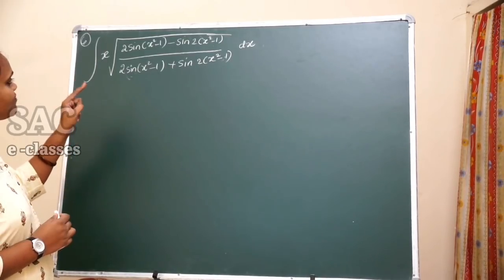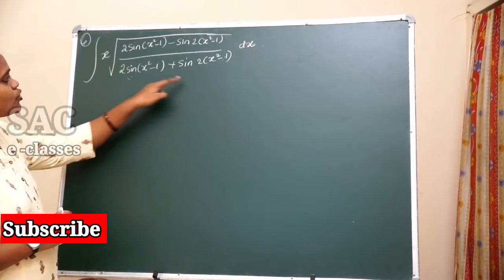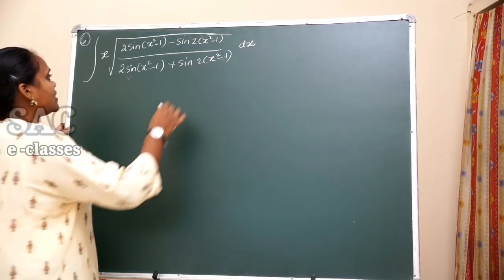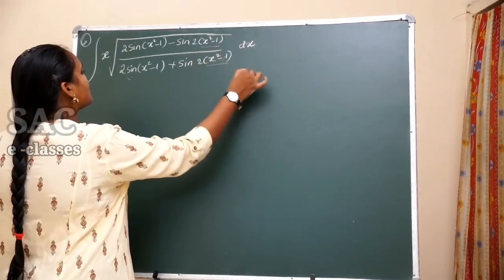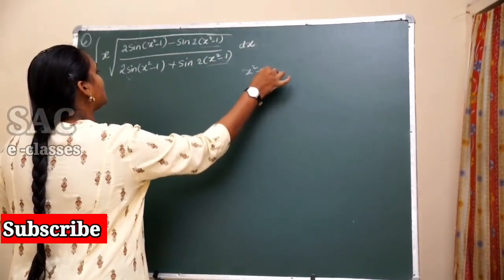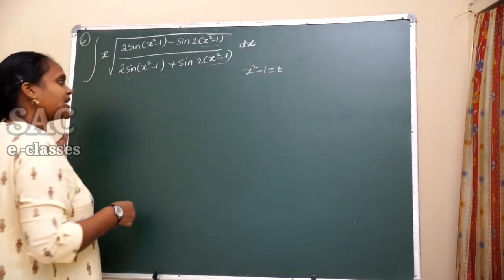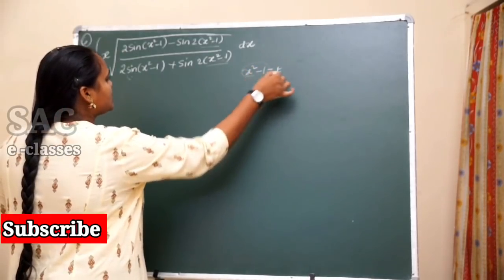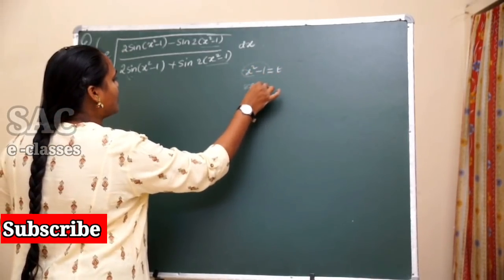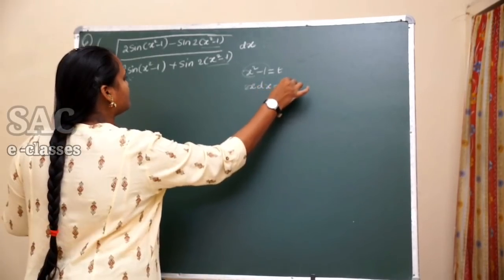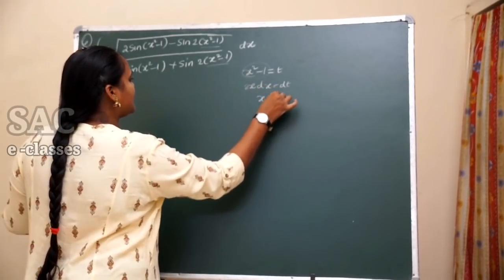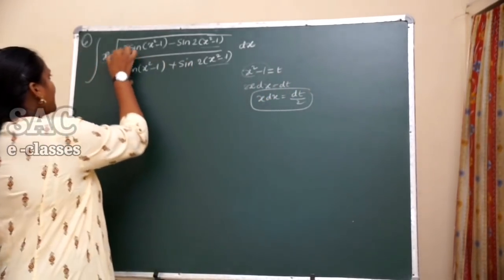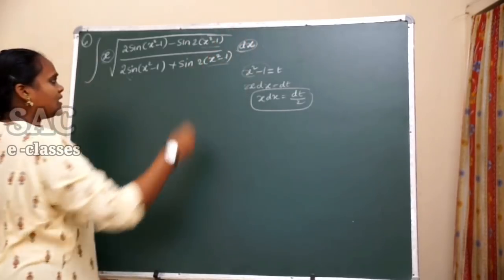So if you have observed, it seems to be very big, but with logic we can solve this one in this way. Observe that x square minus 1 is commonly there. So what we can do is, let us assume that x square minus 1 is some t. Now differentiate both sides. Now you will get 2x dx is equal to dt. Then can I write x dx is equal to dt by 2? Yes. Then x and dx are eliminated.